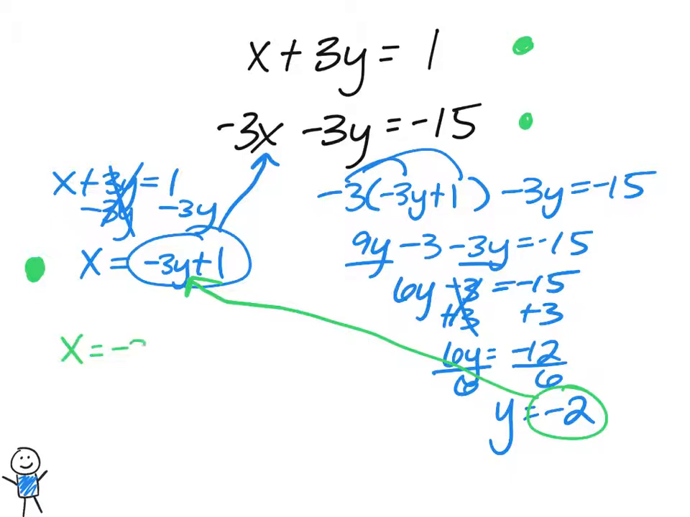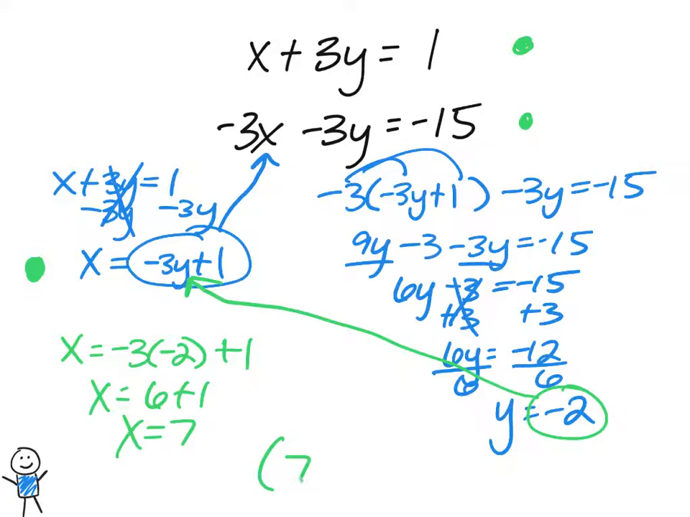X is equal to negative 3 times y plus 1. And then my y value that I solved for was negative 2. Negative 3 times negative 2 is 6 plus 1. X equals 7. Now we can write our final answer as 7 comma negative 2.